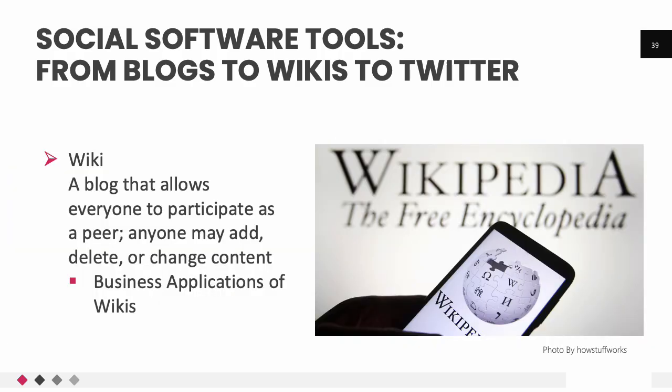Now let's talk about Wiki. A wiki is a website that anyone can edit. It's like a shared Google Doc, but for the whole internet. Okay, it's the Wiki, Wikipedia. It's the free encyclopedia with more than 6 million English articles, all written by volunteers.